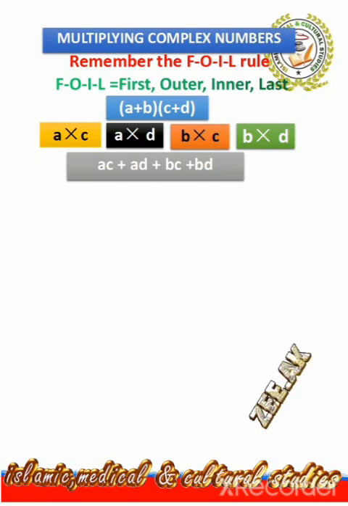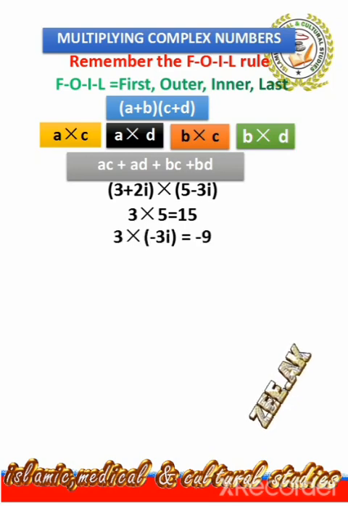To multiply two complex numbers, set them up as the product of two binomials and apply the FOIL rule. For example, the product of the two complex numbers (3 + 2i)(5 - 3i) works as follows. First, the product of the first terms is 3 multiplied by 5, equal to 15. Outer, the product of the outer terms is 3 multiplied by (-3i). This product is -9i.